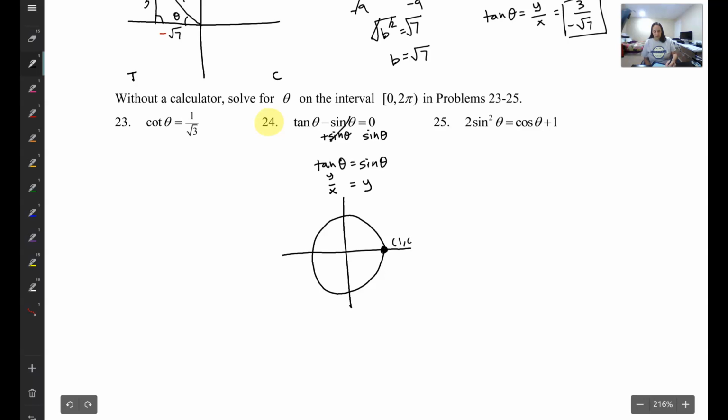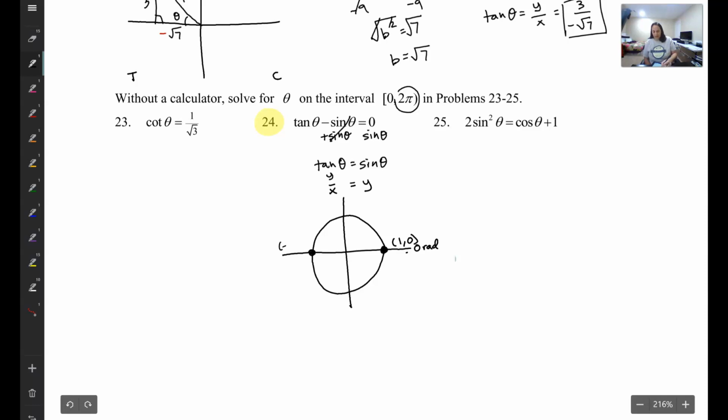That one is (1, 0). So y over x would be 0 divided by 1, which is 0. And the y value is 0. So that one works right there at 0 radians or 2 pi radians. But we actually aren't going to use 2 pi because notice our 2 pi has a parenthesis, so it's not included. So 0 radians.